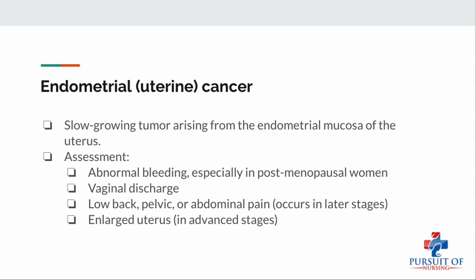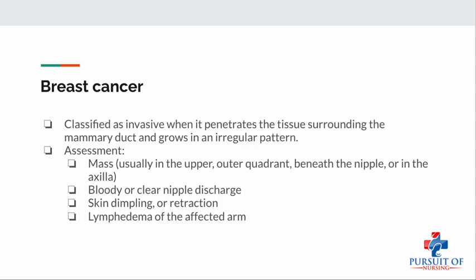So your assessment findings are going to be abnormal bleeding, vaginal discharge, maybe some lower back, pelvic, or abdominal pain, and then an enlarged uterus, as seen in advanced stages. Risk factors for the development of endometrial cancer include the use of estrogen replacement therapy, polycystic ovarian disease, late menopause, a family history of endometrial cancer, and then diabetes or hypertension as well.